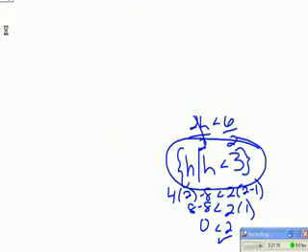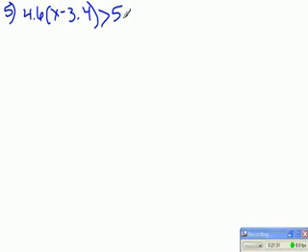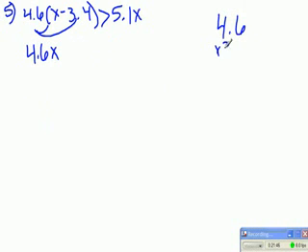On to number 5. Number 5 is 4.6 times x minus 3.4 greater than 5.1x. And I need to distribute first. So 4.6 times x is 4.6x. I don't know what 4.6 times 3.4 is, so I've got to do that.